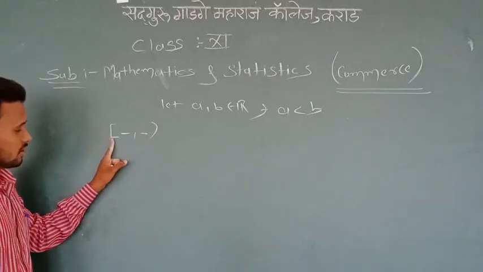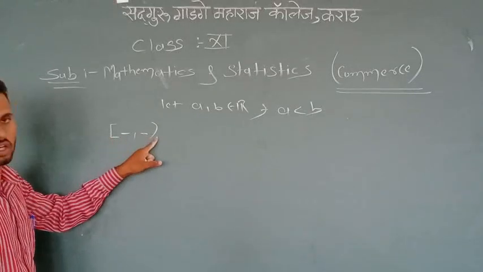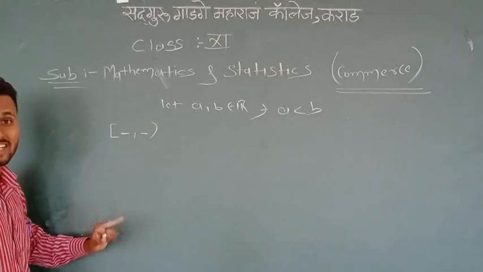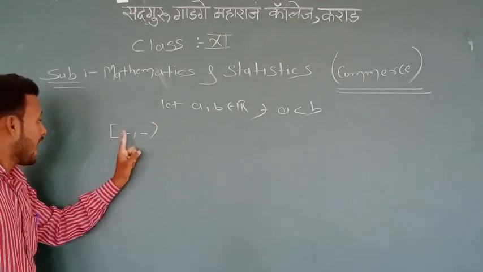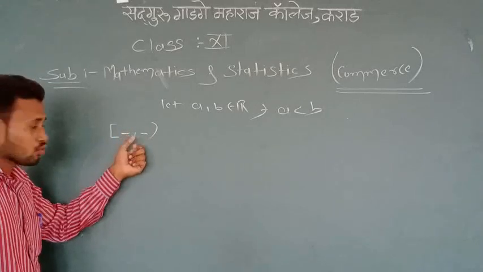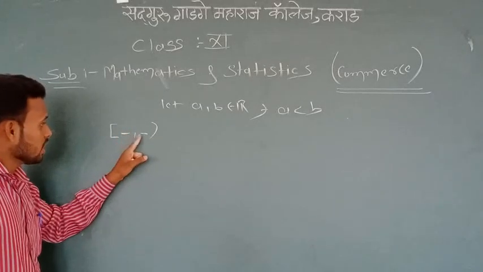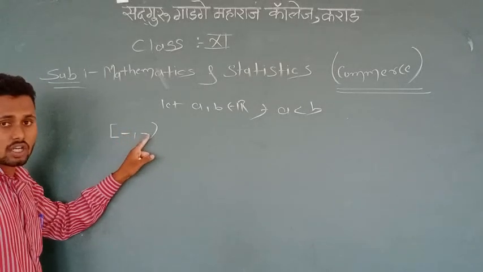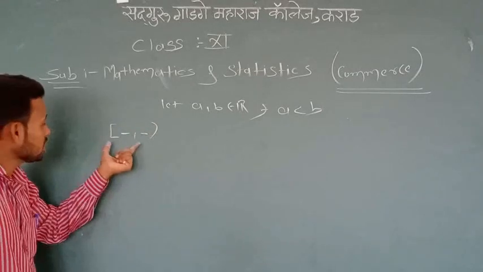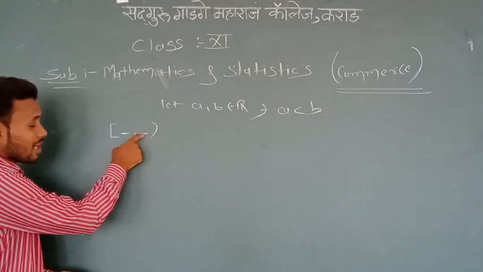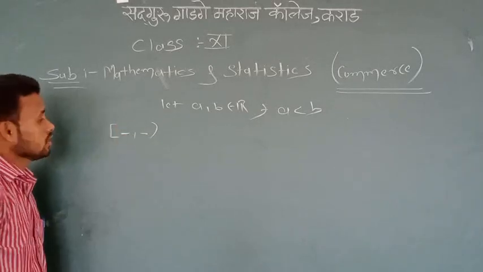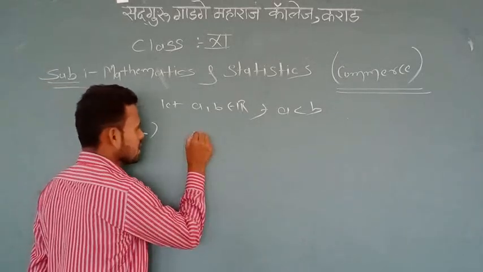It means the first component is closed and the second component is open. In that set, the first component will come, and all points from the first component up to the last component will come, but the last component will not come in that set because it is semi-closed here. Closed, therefore we can take this. Here open, therefore we can't take this element.